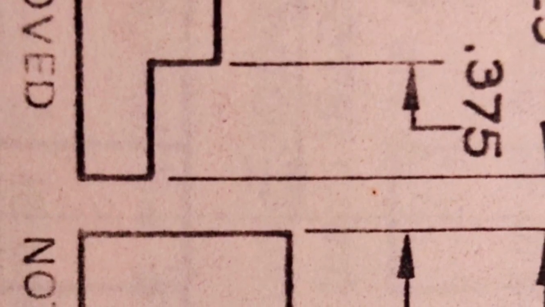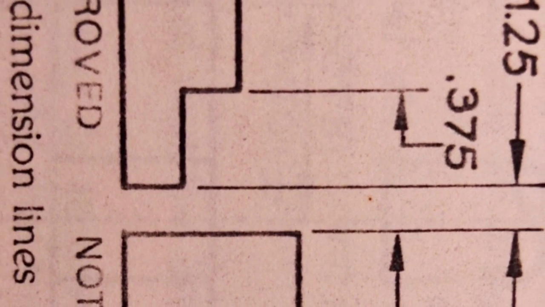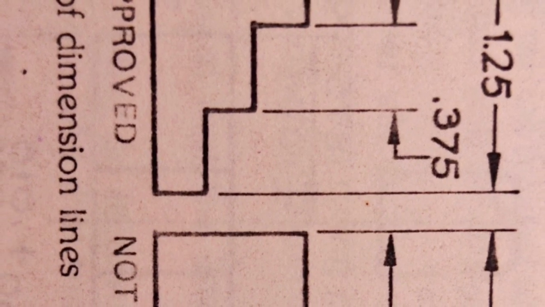Now 29. When dimensions are grouped as shown in the figure which I am giving you, clarity is improved by placing dimension lines and numerals in line where space permits. Number 30. Where space is restricted, it is desirable to stagger columns of dimensions in 2 or more rows.